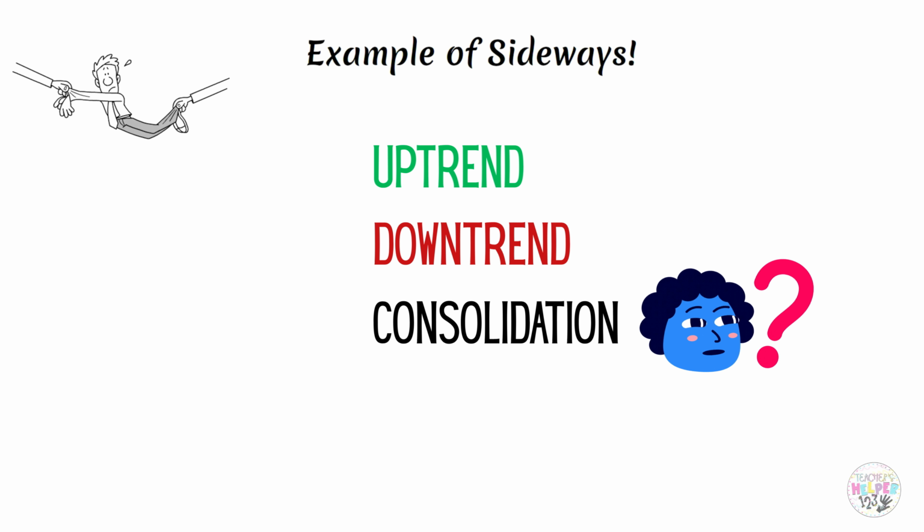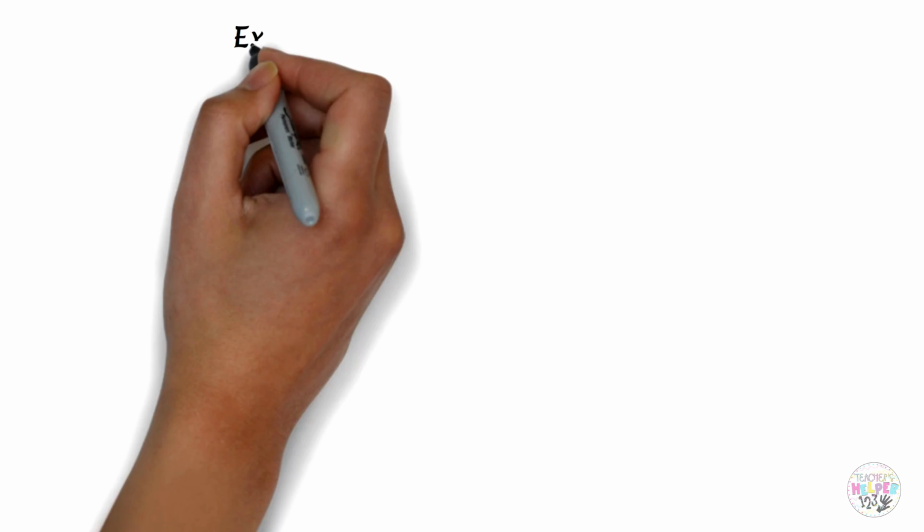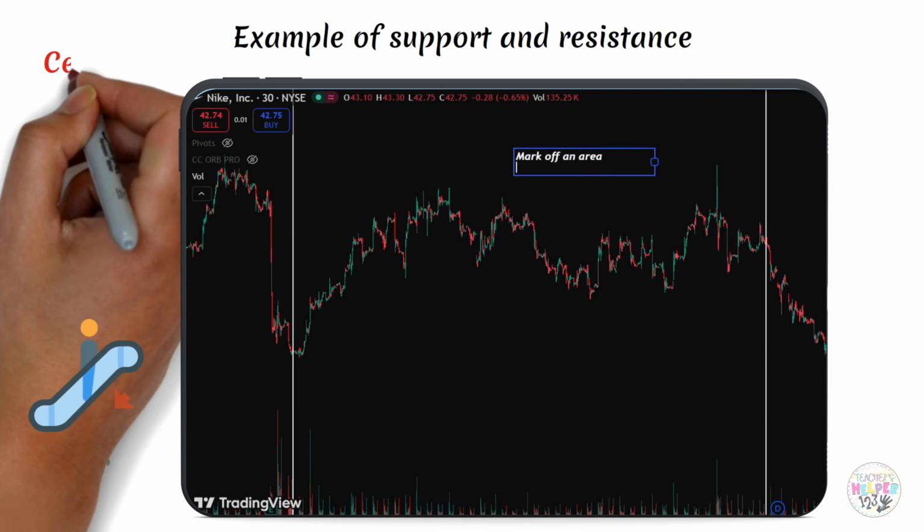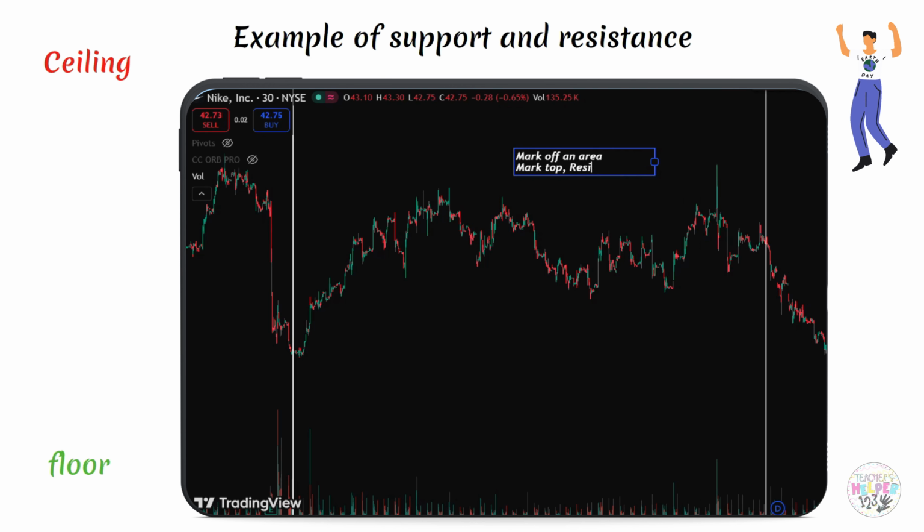Now let's talk about two very important ideas, support and resistance. You can think of support as the floor. This is the lowest it will go. And resistance as the ceiling. It can bump against the ceiling. You can't go any higher.